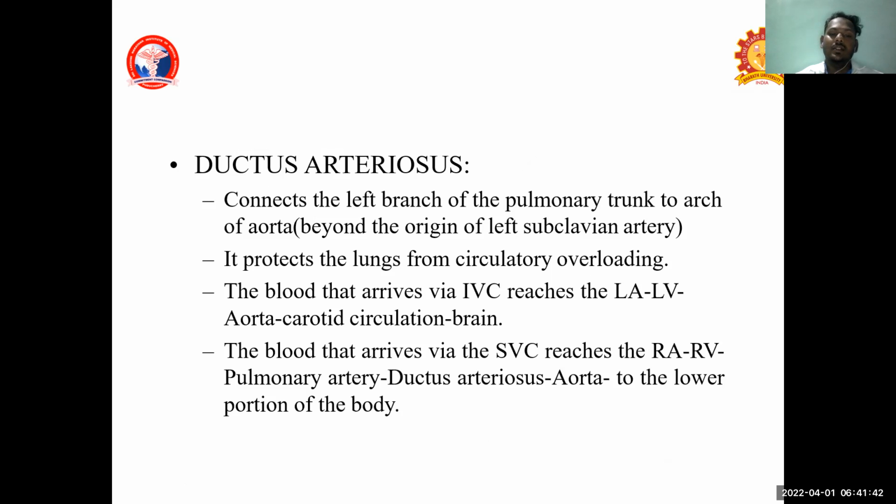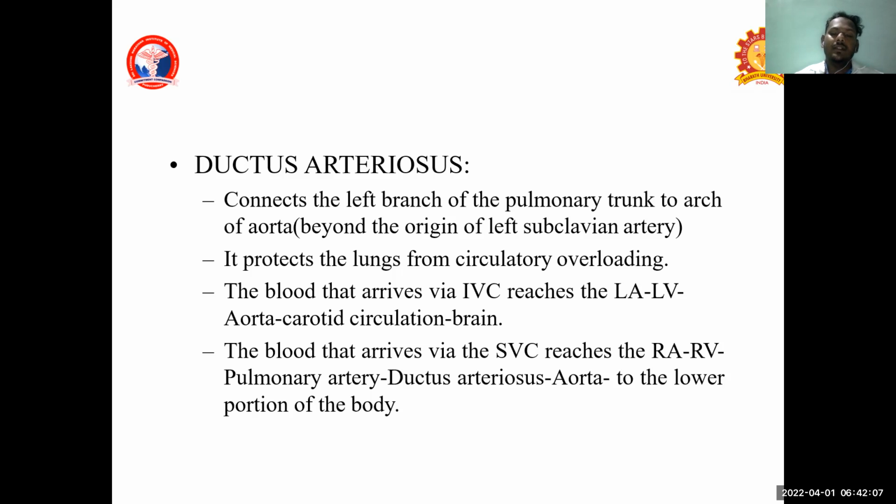Next, we are going to see the ductus arteriosus. This connects the left branch of the pulmonary trunk to the arch of the aorta beyond the origin of the left subclavian artery. It protects the lungs from circulatory overload.